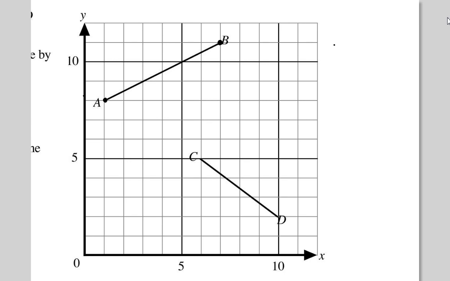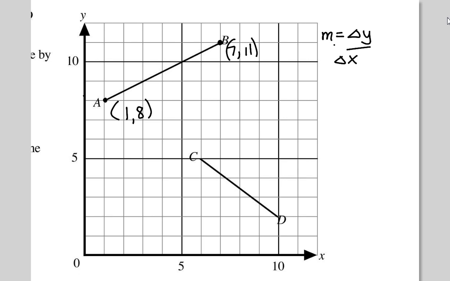Remember, the first coordinate is the left and the right, and the second coordinate is the up and the down. It's like you're playing Battleship. So what's this first coordinate? 1, 8. You guys okay with that? It's 1 over and 8 up. Okay, what's the other coordinate at B? 7, good, and 11. Okay, we know that slope is equal to delta y over delta x.